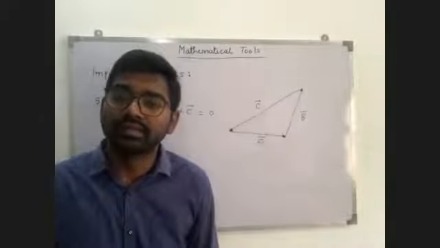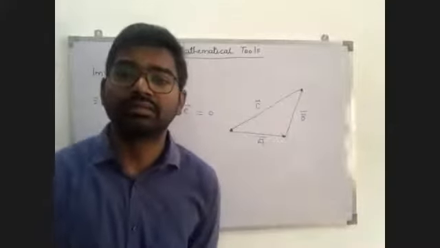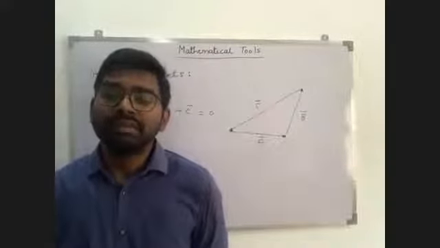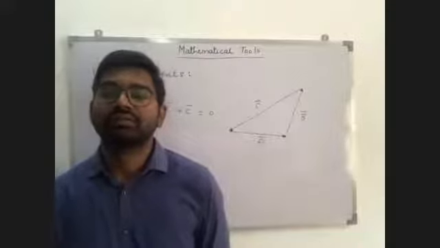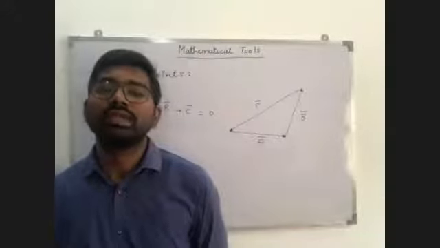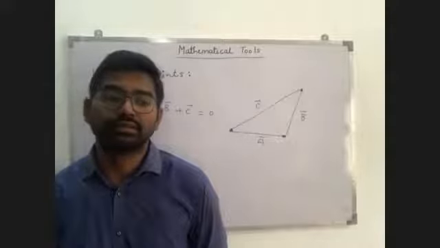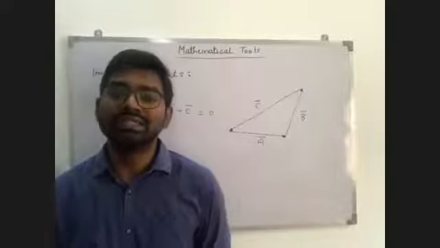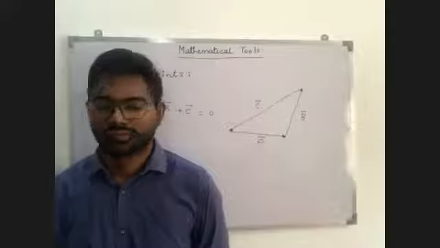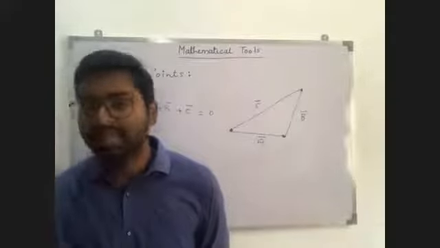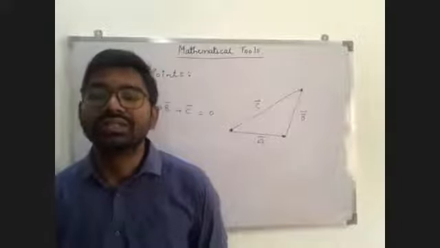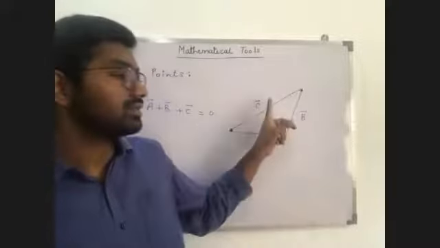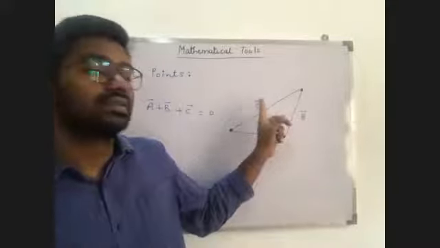Is it right? So everyone write down the fifth point. The minimum number of coplanar vectors whose sum is 0 is 3.